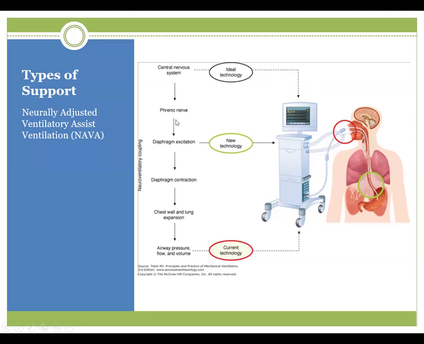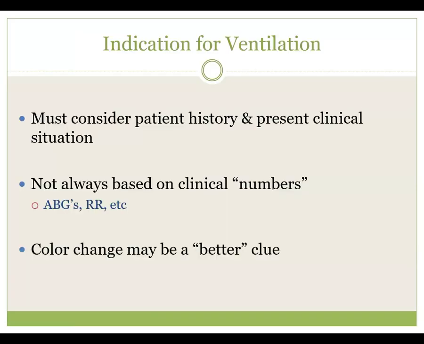Central nervous system says breathe, phrenic nerve travels to the diaphragm, the diaphragm is excited, and the NAVA catheter picks up that excitation. The diaphragm contracts, the chest wall and lung expand, and the airway pressure, flow, and volume are augmented, or we assist, so that baby gets a little bit of extra flow. When the diaphragm relaxes, when the impulse is gone, the flow stops, making it easier to exhale. Great thing: you might see this being used in NICUs that use the Servo-U or the Servo-I.